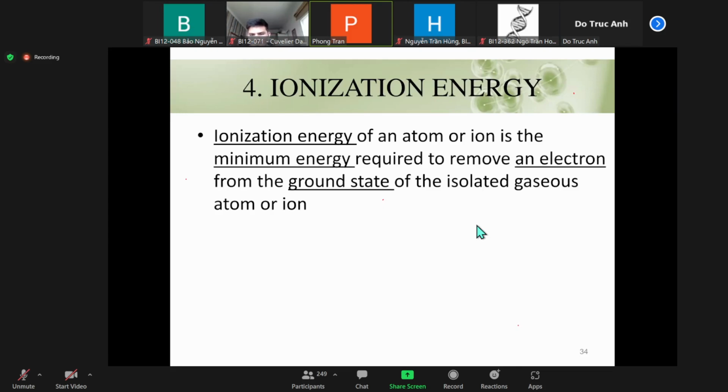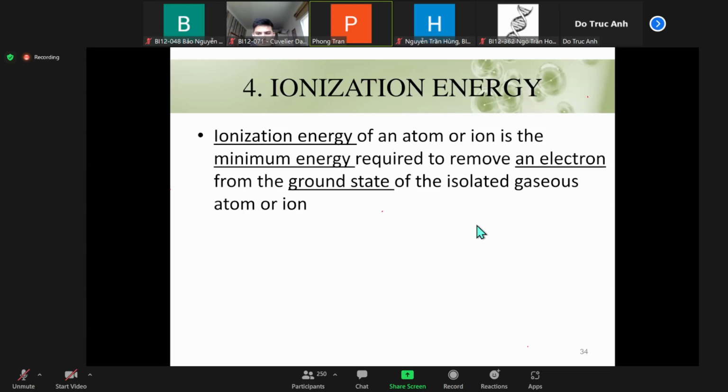So ionization energy of an atom or an ion is the minimum energy required to remove an electron from the ground state of the isolated gaseous atom or ion. So we talk about ionization energy of both atom or ion. For example, if you take the sodium gas atom, you remove one electron, it becomes sodium plus gas. You will talk about the ionization energy of the sodium atom.